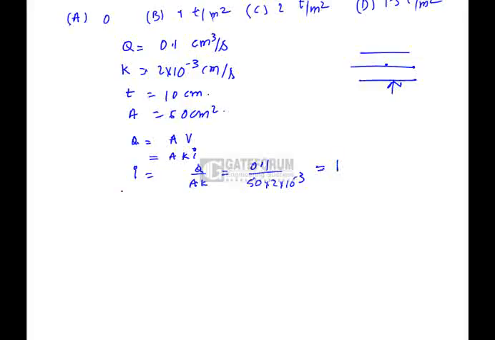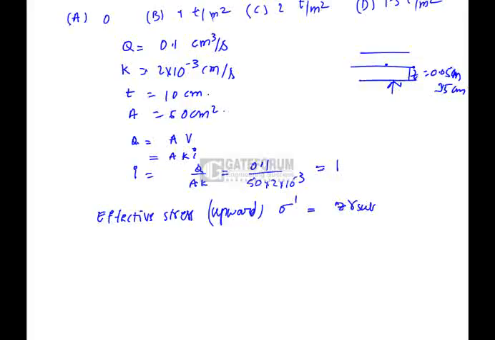So we know that the upward effective stress sigma prime is equal to, Z is at the middle, whether it is from the top or bottom, it is going to be 0.05 meters, 5 centimeters. So Z into gamma submerged minus i Z gamma W.